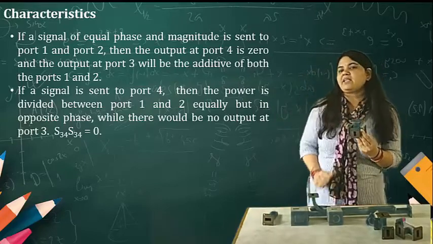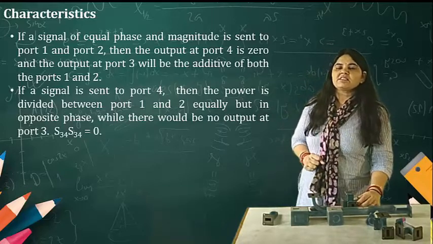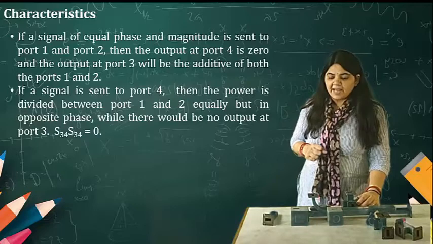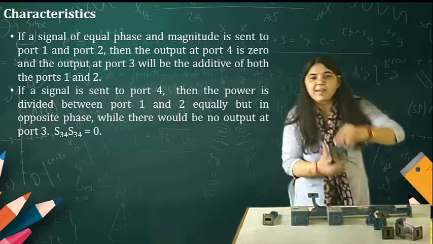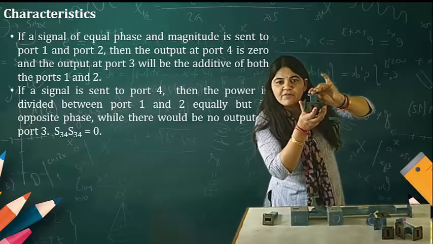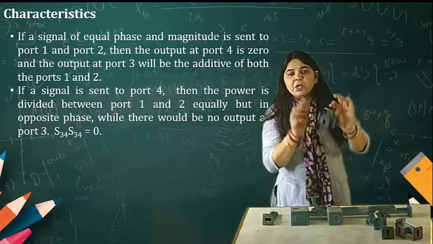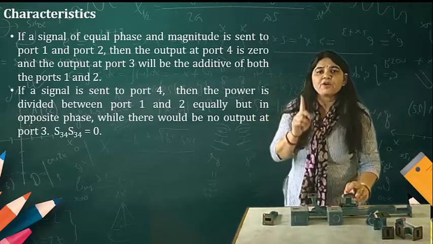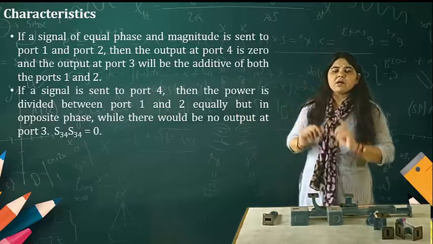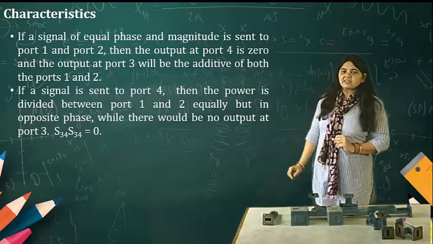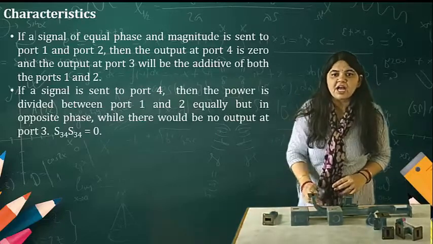So you can write the S parameter value for that: S34 is equal to 0, when you are applying the input at port number 4. If you apply the input from port number 4, you don't have any output at port number 3. When you apply the input from the H arm, there is no output at the E arm. If you apply the input at the E arm, there is no output at the H arm.